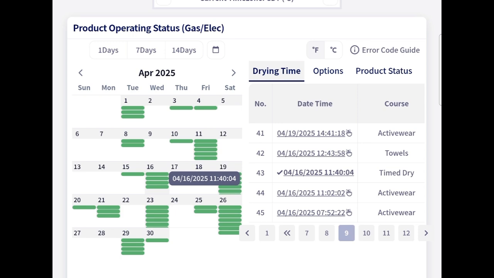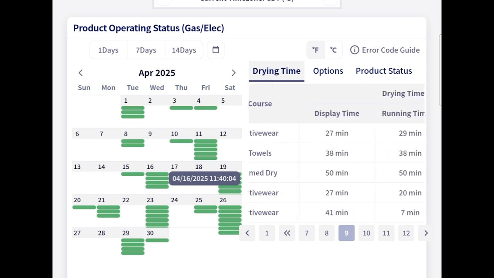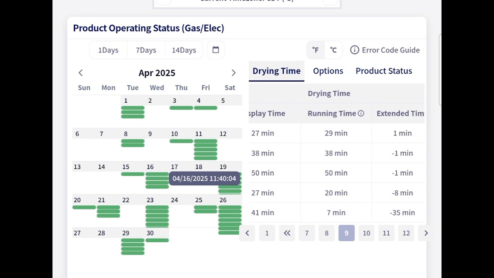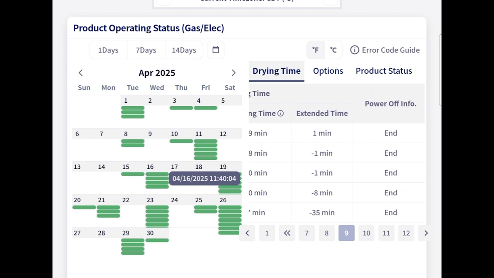On the right side of the screen, under the drying time tab, it tells us what course was selected. It gives us our display time. Display time is the estimated time the machine shows at the beginning of the cycle. Then it shows running time, which is the actual amount of time that it ran for the cycle. It may have been extended or it may have finished early. The next column is your extended time, and this is where if it went over a few minutes or under a few minutes, it'll show you plus or minus here for the duration that it went over or under.